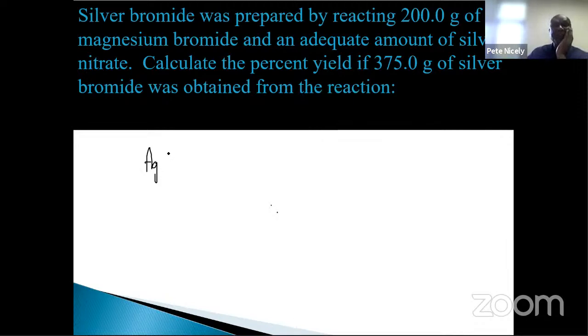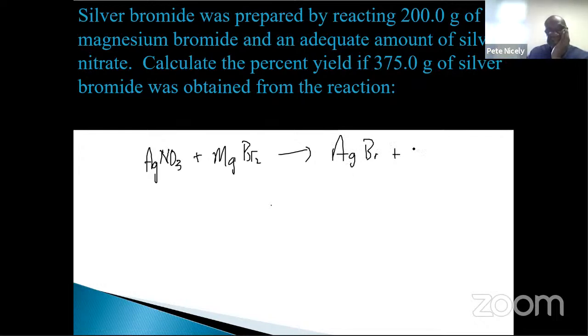Okay, so one of the reactants is AgNO3, and the other reactant is magnesium bromide, MgBr2, and the products would be silver bromide and Mg(NO3)2. To balance this, we're going to need a 2 here and a 2 here.